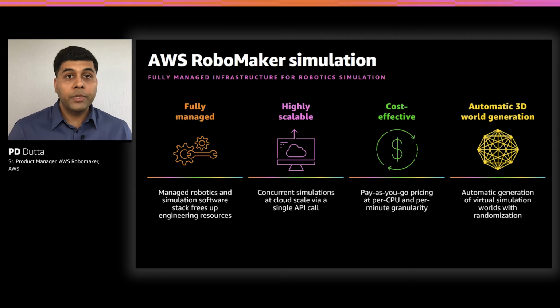RoboMaker uses the open source Gazebo simulator. It's a physics-based simulator. And RoboMaker supports ROS1 Kinetic, ROS1 Melodic, ROS2 Dashing, with Gazebo 9 and Gazebo 7 based applications. So you get the benefits of managed ROS and Gazebo built in. So that'll free up your engineering resources.